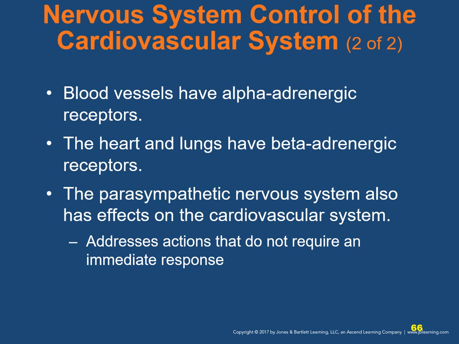The parasympathetic nervous system addresses actions that do not require an immediate response, and when stimulated, it causes the heart to slow and beat more weakly. The opposition between the sympathetic and parasympathetic nervous systems allows the body to respond appropriately.